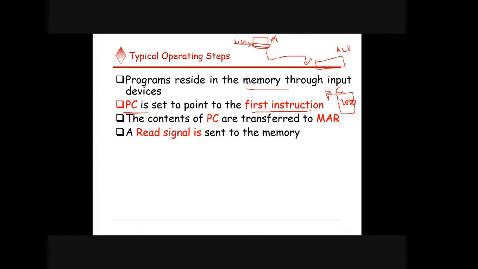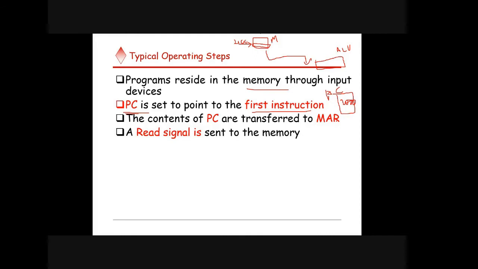Control unit will be giving the instruction for reading or writing. So once the address is loaded in MAR, the control unit will give a read signal. What is the next thing that should happen? It should read that corresponding thing. So that is the next thing.